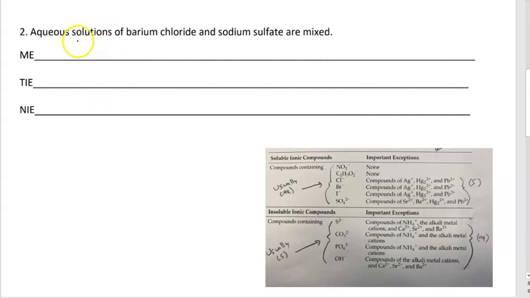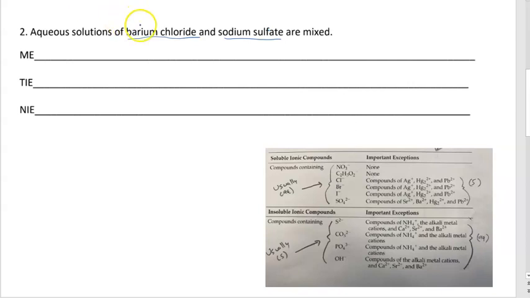So question number 2, we have aqueous solutions of barium chloride and sodium sulfate. I'm going to recommend, just to make sure that we have the correct starting point for each of these questions, going all the way back to square one: we have to write the correct formulas for barium chloride and sodium sulfate based on those rules we learned 2 months ago as we were learning to write the formulas for ionic compounds.